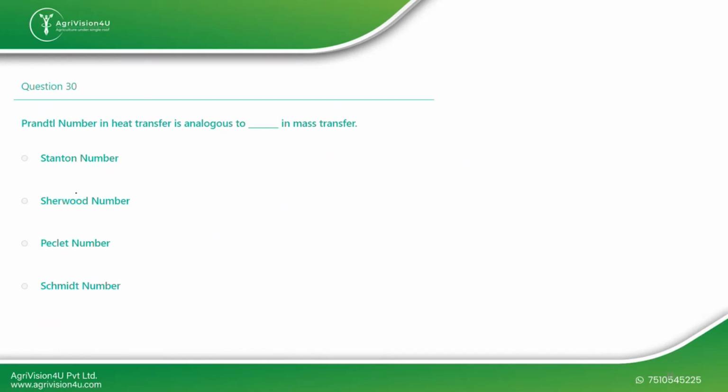Now, what is the Prandtl number? The Prandtl number in heat transfer is analogous to what? Now, you will have dimensionless numbers. There are various types of dimensionless numbers. So this Prandtl number is there in heat transfer. Now, you have to relate it with the number that is there in mass transfer. So the correct answer for this is the Schmidt number.